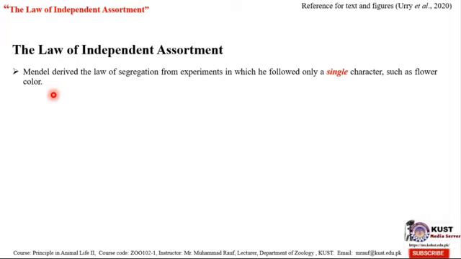He crossed parental varieties, true breeding. They were in nature and were differing only in a single character like seed color, seed shape, flower color, height, flower position. So only one trait was under consideration in those crosses, and those crosses are also known as monohybrid crosses because the parental varieties were differing only in a single character.